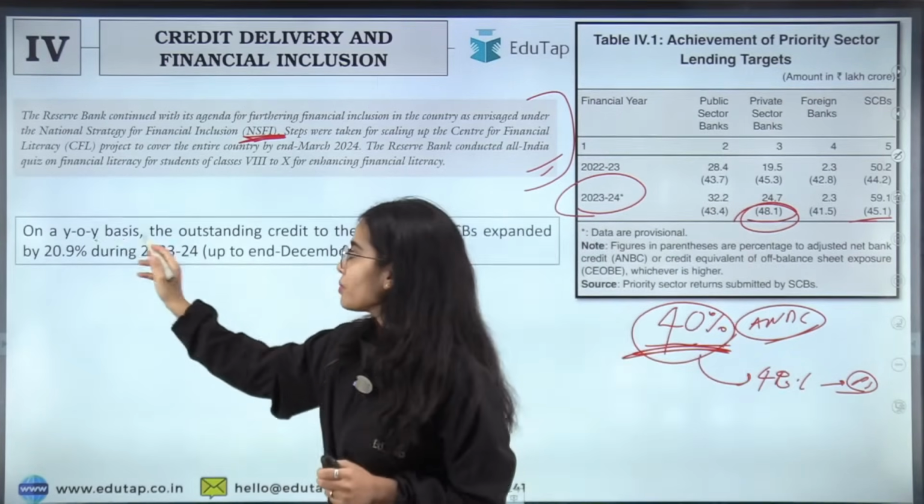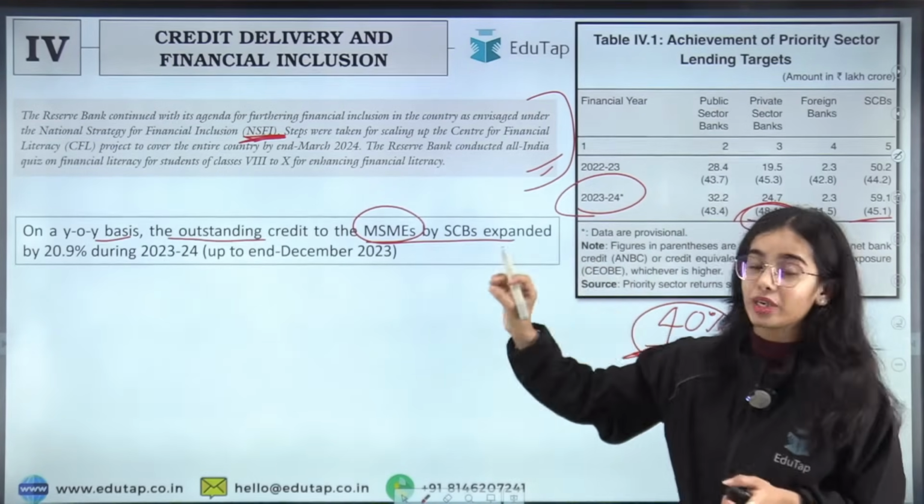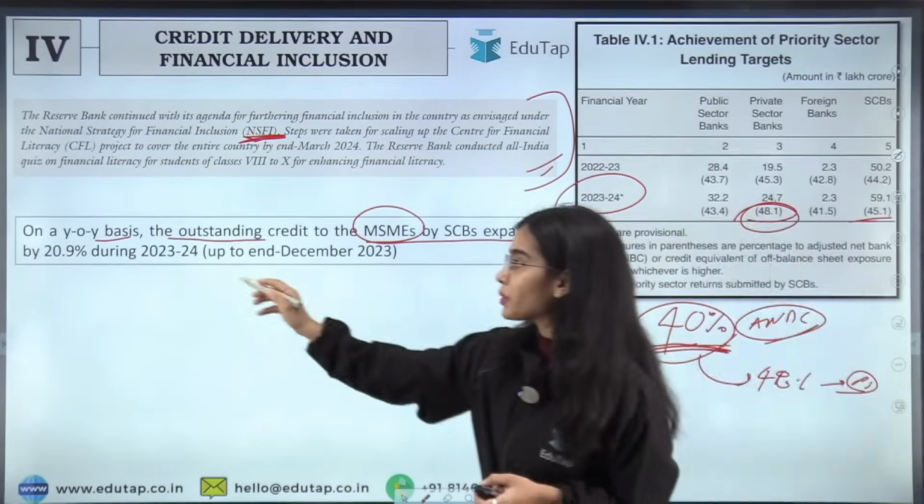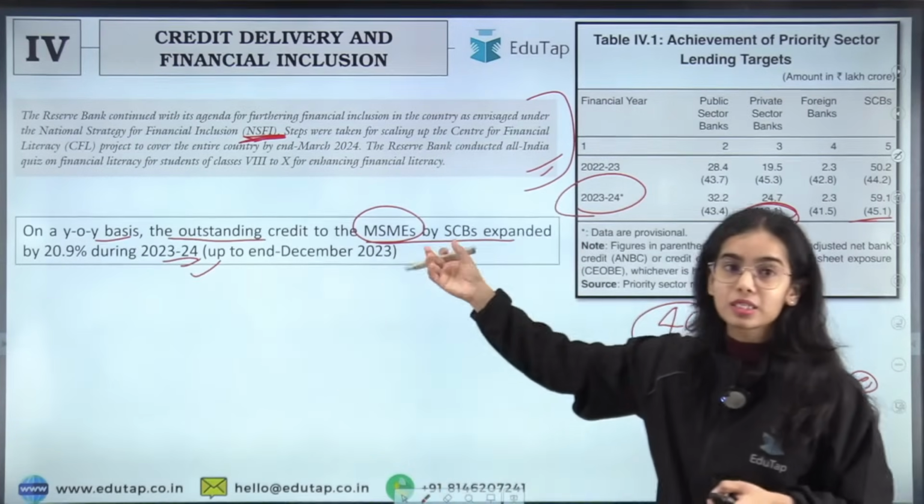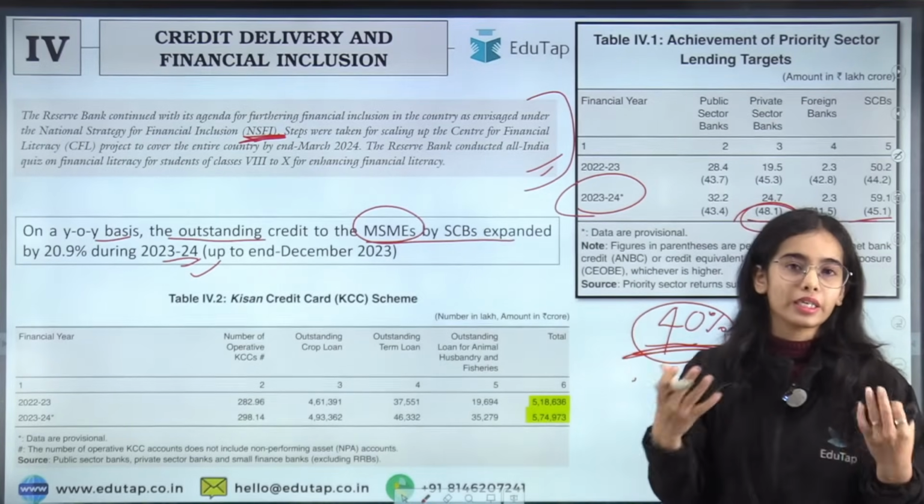On a year-on-year basis, the outstanding credit to the MSMEs by scheduled commercial banks expanded by 20.9% during 2023-24. That was also good, because the expansion is happening in lending to the MSMEs, which is one of the priority sector areas.